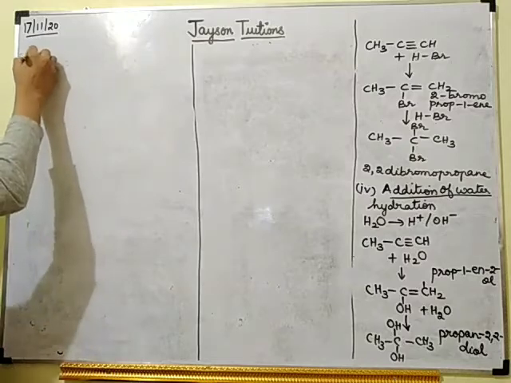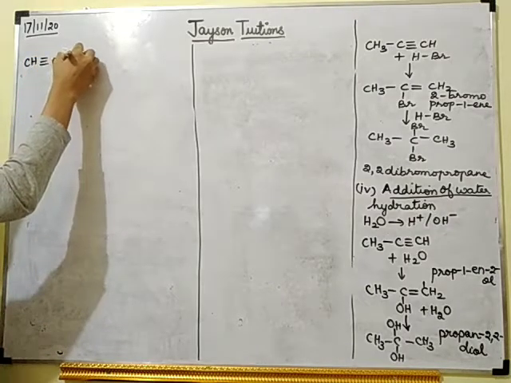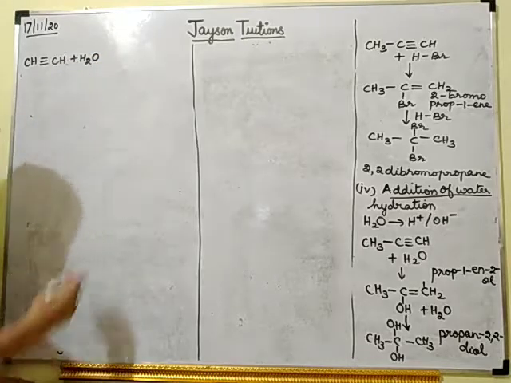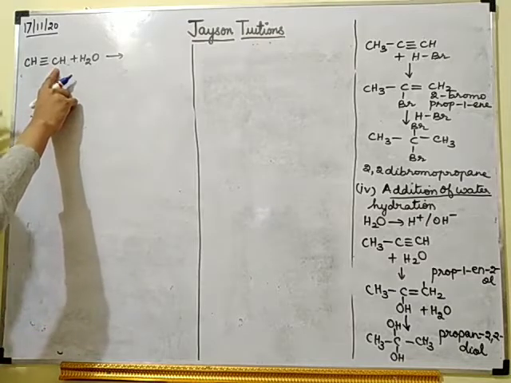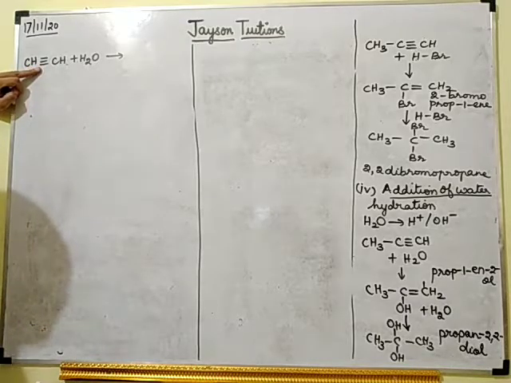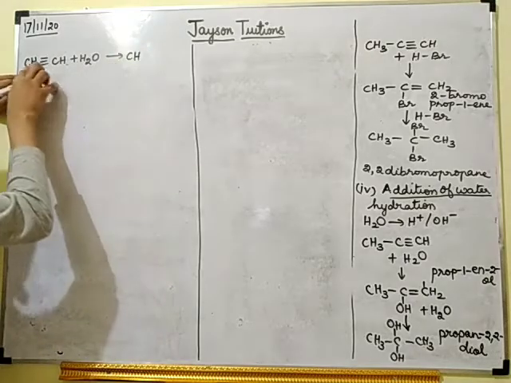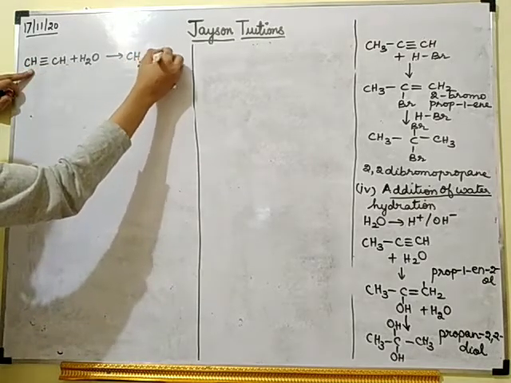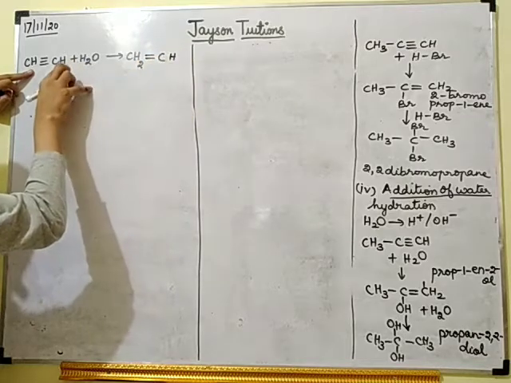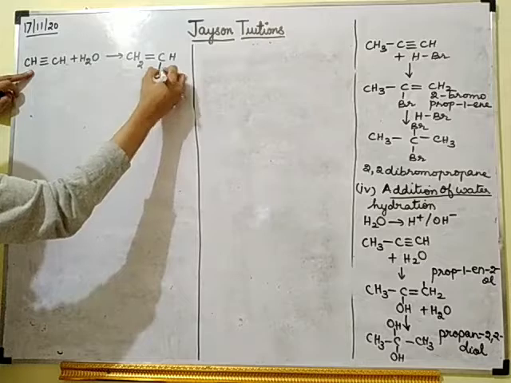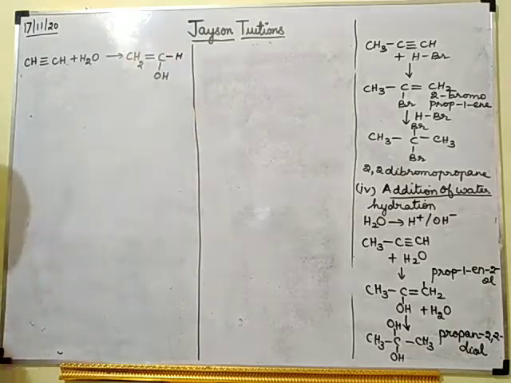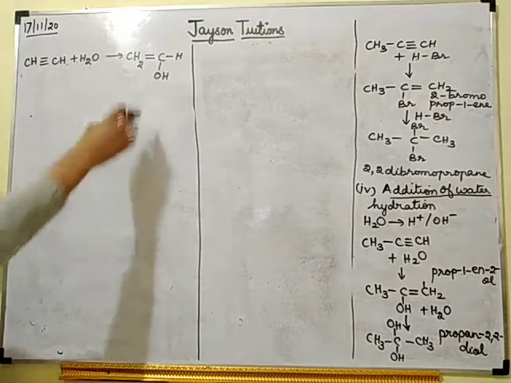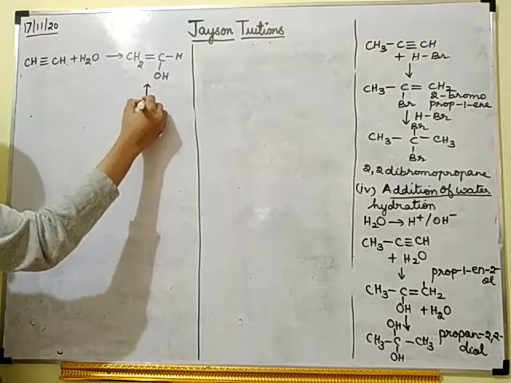So you do with ethyne, what will you get? Plus H2O. So what will I be getting? Hydrogen will be added on one side and OH will be added on another side, and triple bond will change into double bond. So what will I be getting? Here hydrogen I am adding, double bond CH. Okay. OH will be added like this. Understood? So, what is the name of this compound?